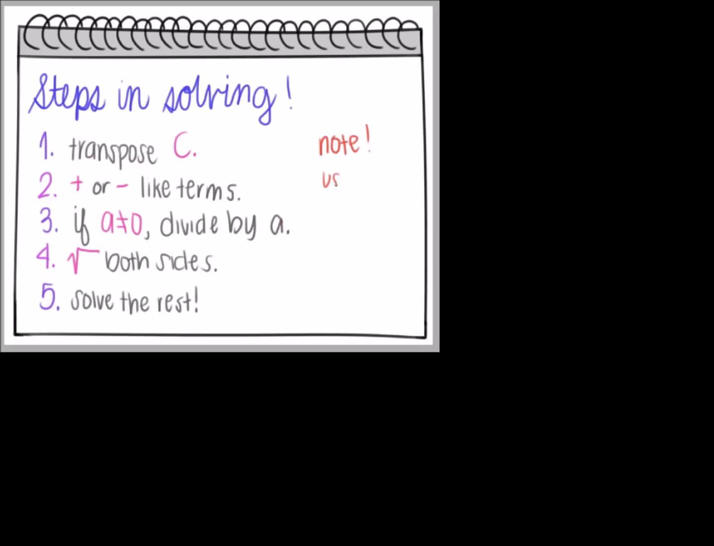Take note that the square root of a constant yields the plus or minus sign. This is because a positive times a positive is a positive, and a negative times a negative is also a positive.